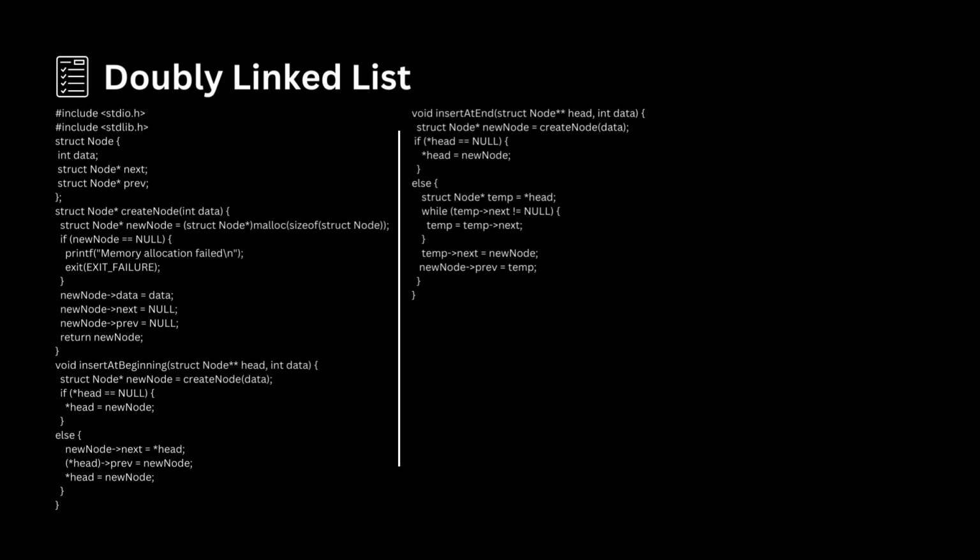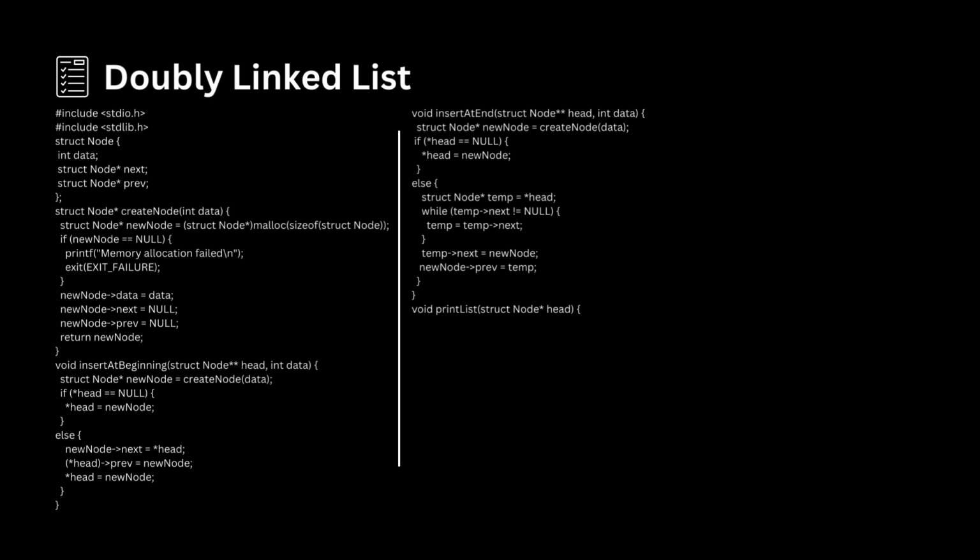In summary, this function inserts a new node with the given data at the end of the doubly linked list. If the list is empty, it simply updates the head pointer to point to the new node. If the list is not empty, it traverses the list to find the last node, adjusts the pointers to maintain the doubly linked list structure, and then inserts the new node at the end of the list.